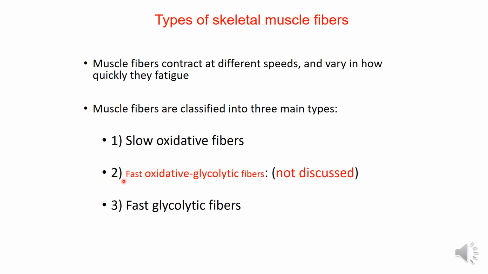And we have the third type, which is the fast oxidative glycolytic fibers. It includes a mix of the two muscle fiber types.